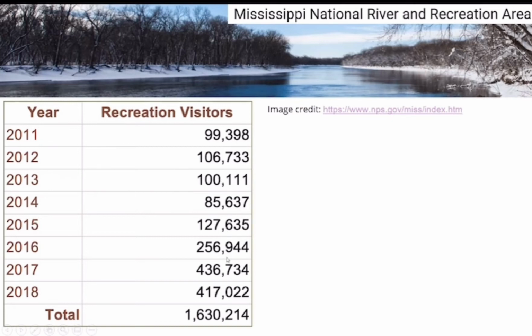So what you can see here is the number of visitors that have visited this Mississippi National River over time. This is an example of time series data. Here, year is the unit, the time index.